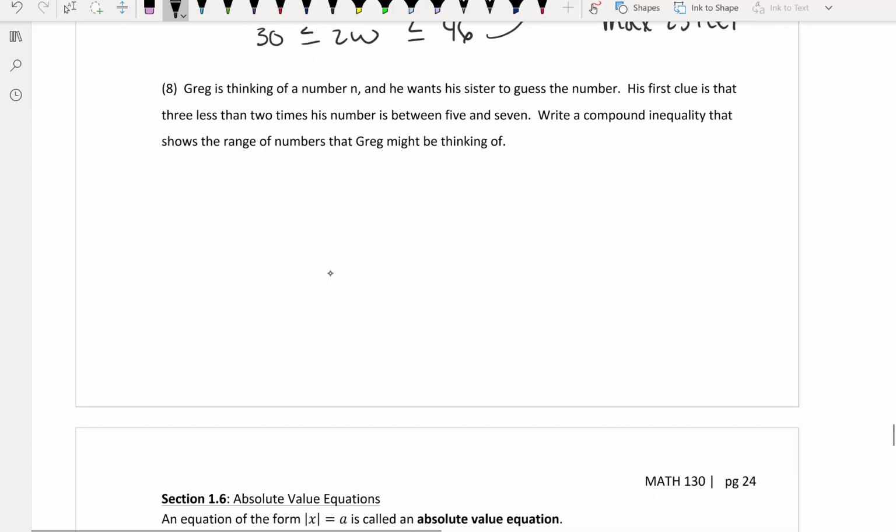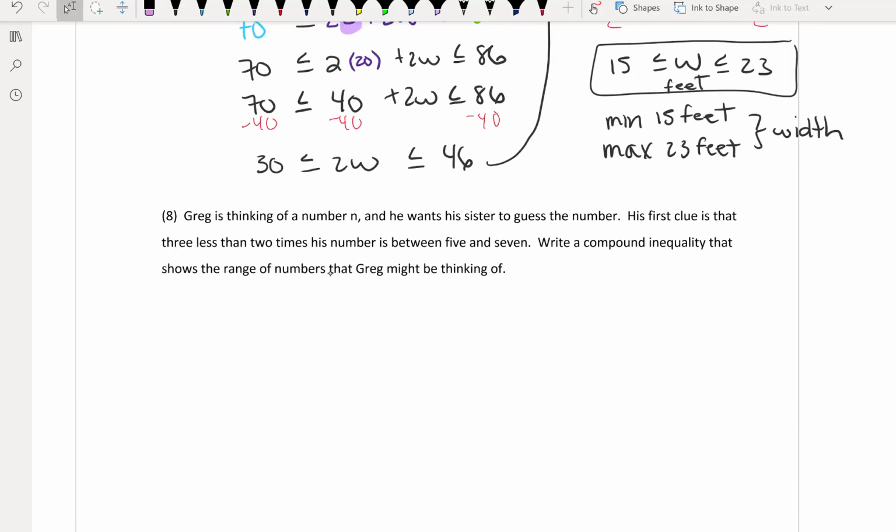Alright, now let's look at this next word problem. It says Greg is thinking of a number n, and he wants his sister to guess the number. His first clue is that 3 less than 2 times the number is between 5 and 7. Write a compound inequality that shows a range of numbers that Greg might be thinking of. So again, it's specifically saying that we're going to be writing our compound inequality. For the compound inequality, you want your minimum, less than or equal to some statement, and then your maximum.